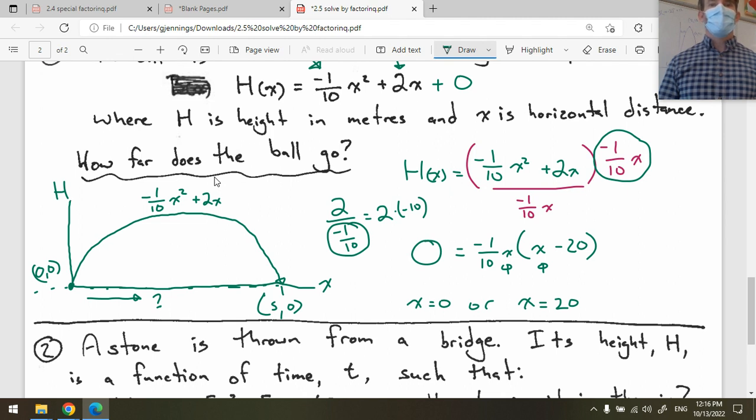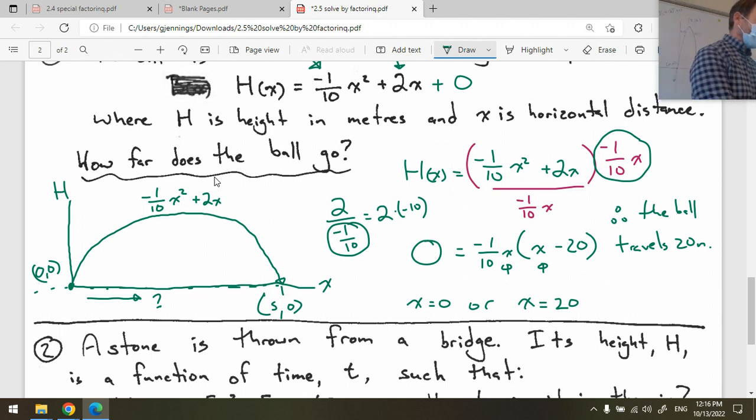All right. And so I know, therefore, the ball travels 20 meters. Done. That kind of makes sense, right? You kick a ball, it goes 20 meters. It's a good kick.